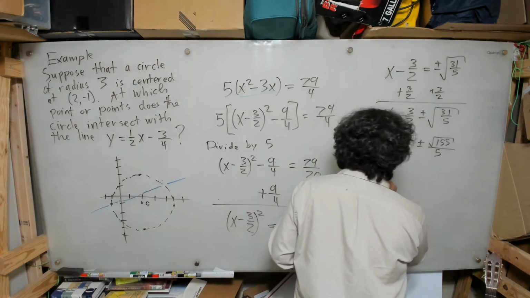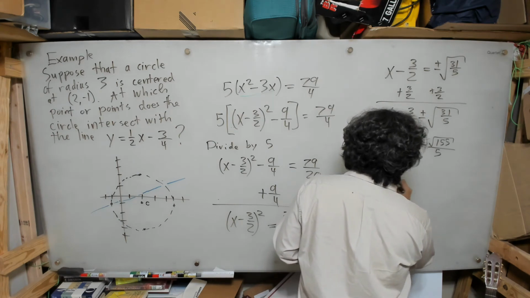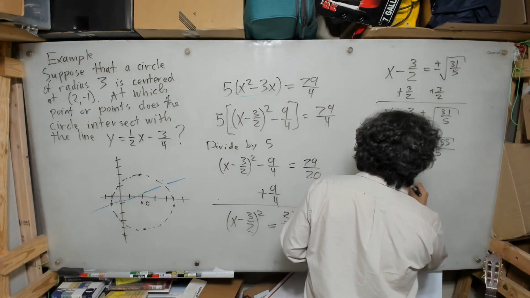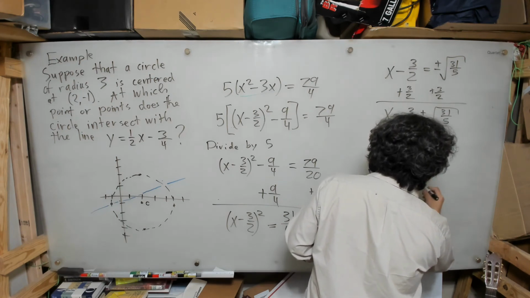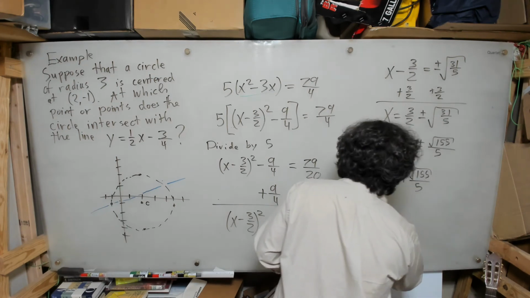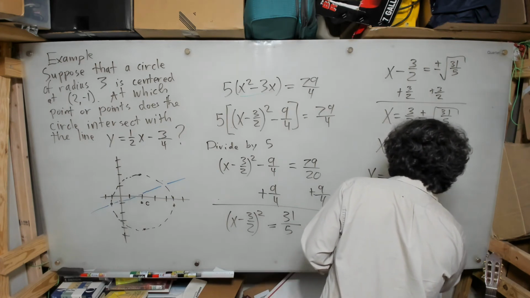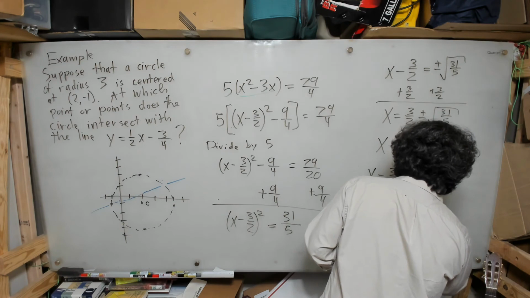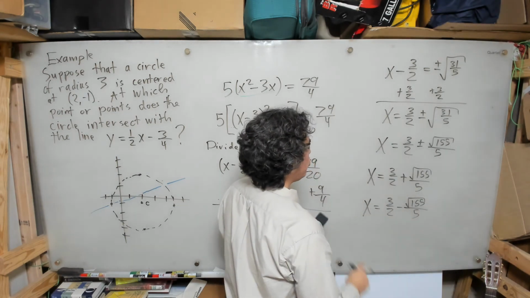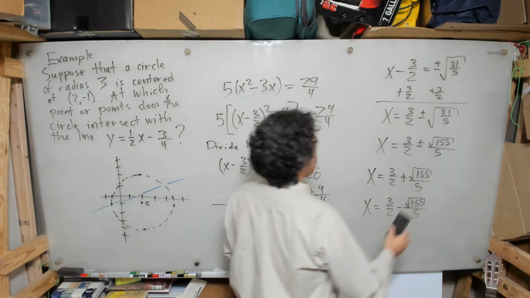So now I can break it up into our two roots. x equals 3 over 2 plus the square root of 155 over 5, and x equals 3 over 2 minus the square root of 155 over 5. Okay? So these are going to be our two solutions.